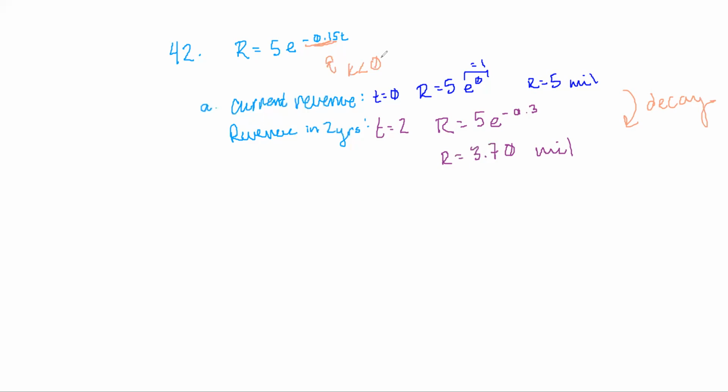Okay, so what about part B? After how many years will the revenue decline to 2.7 million? How do we solve this? What is this question asking for?